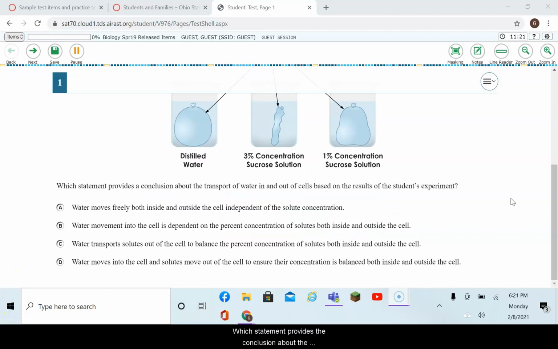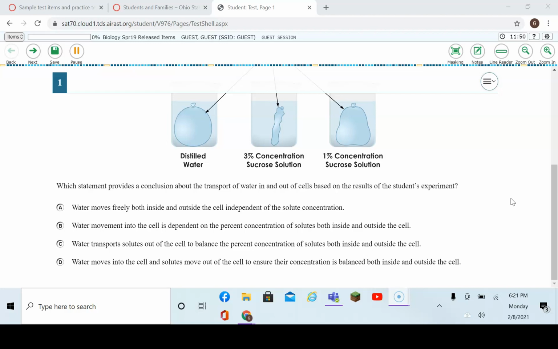Which statement provides a conclusion about the transport of water in and out of cells based on the results of the student's experiment? A. Water moves freely both inside and outside the cell, independent of the solute concentration. This is not true. Water does not move in and out of the cell by itself. It moves in and out of the cell based on the concentration of the solute in and outside the cell.